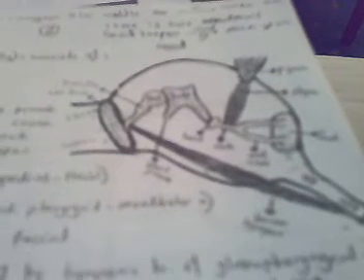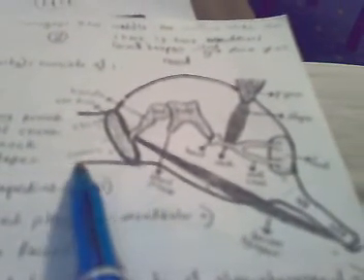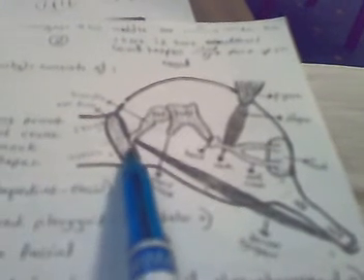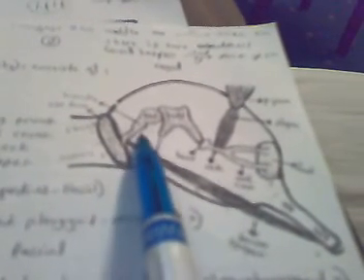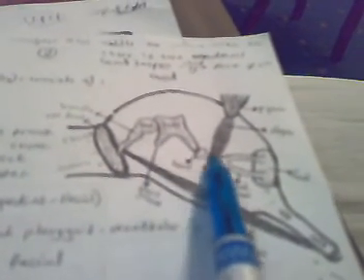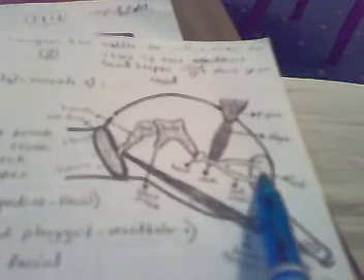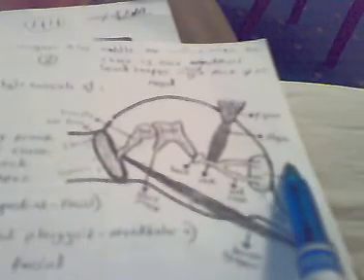A brief review of what we have just been talking about. This is the middle ear cavity, this is the external acoustic meatus, the extension of it, and this is the tympanic membrane. This is the malleus, this is the incus, and this is the stapes, and this is the side of the inner ear.